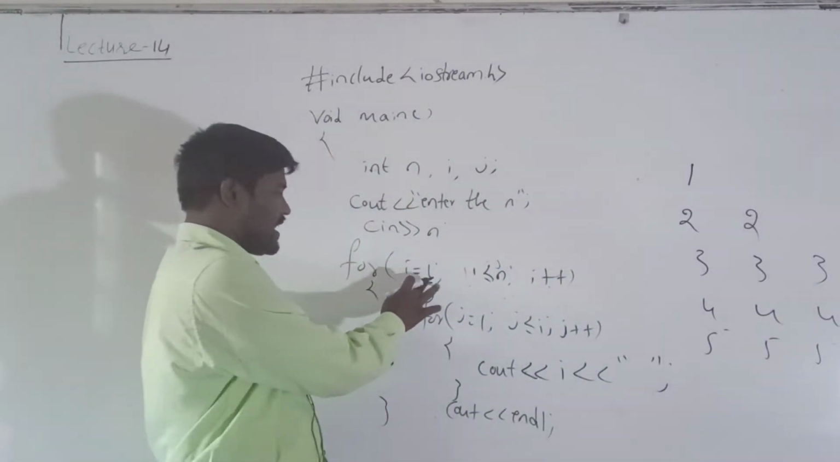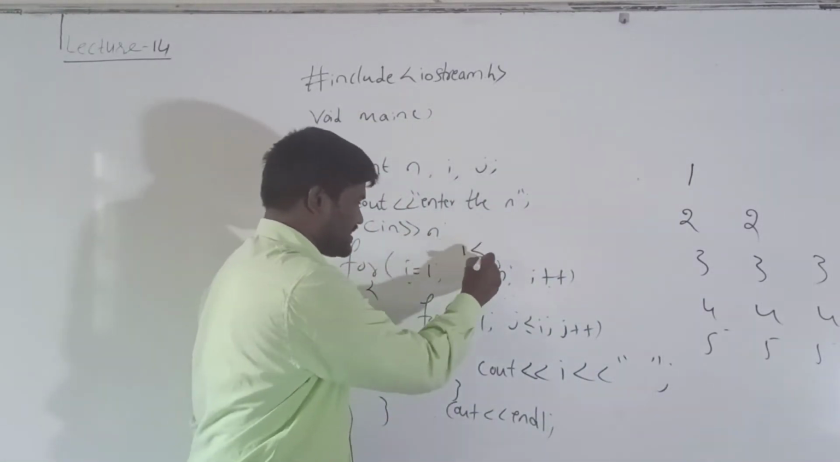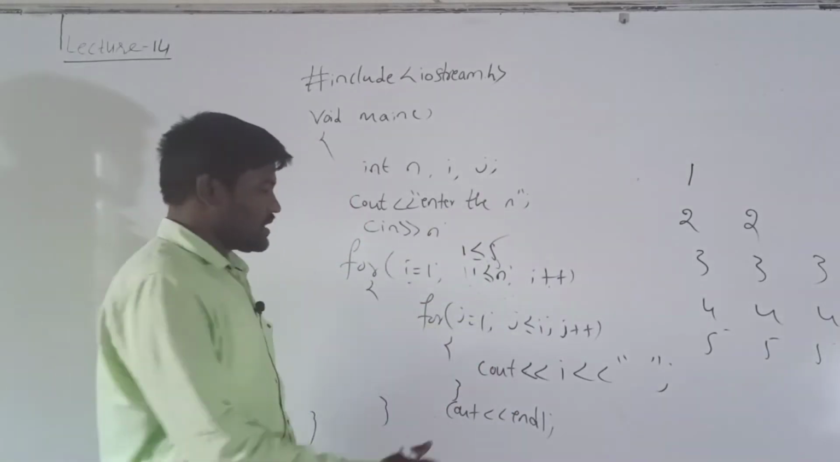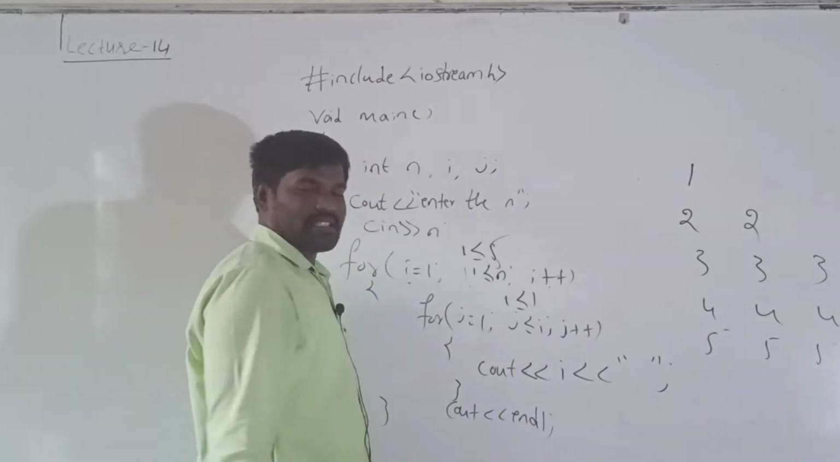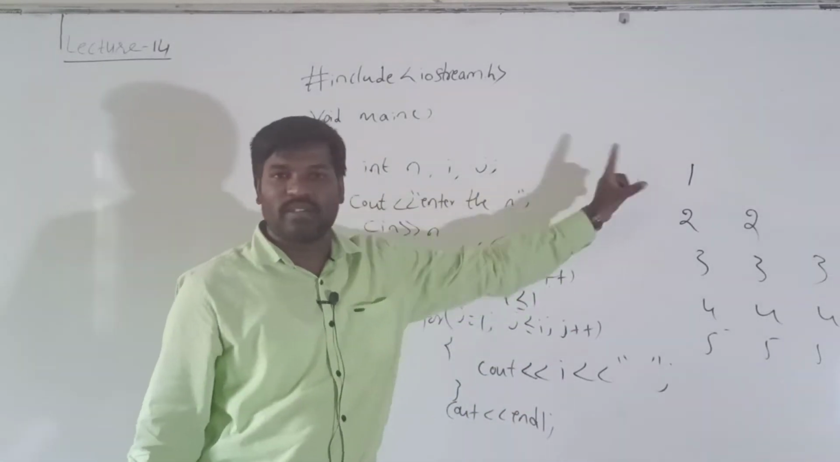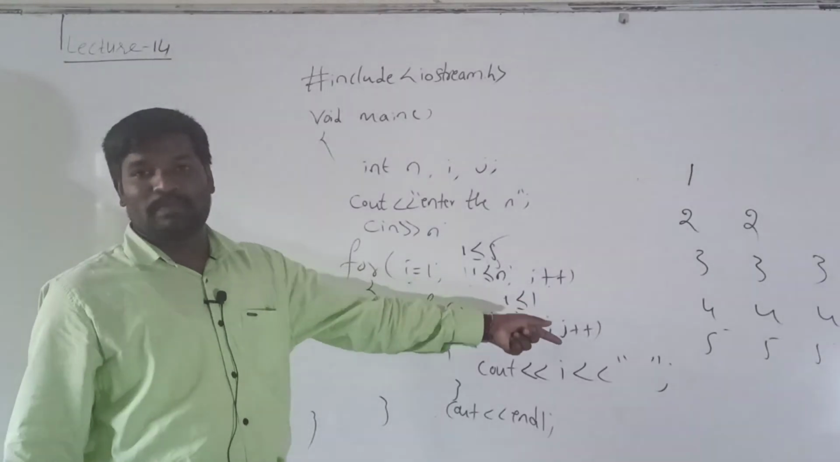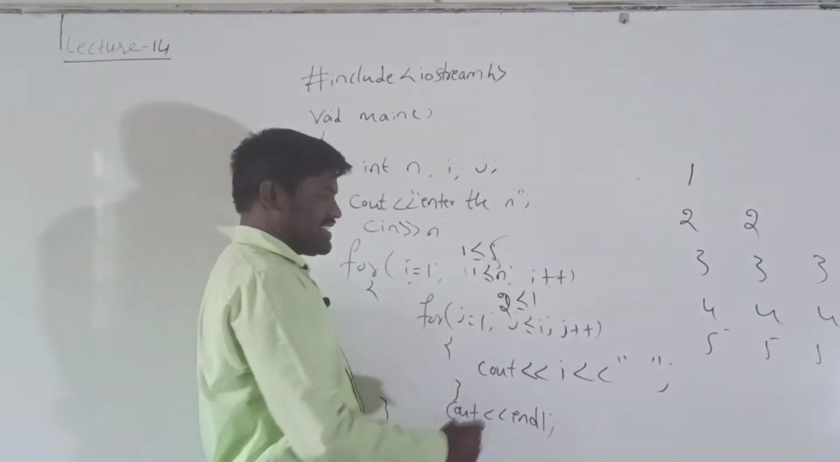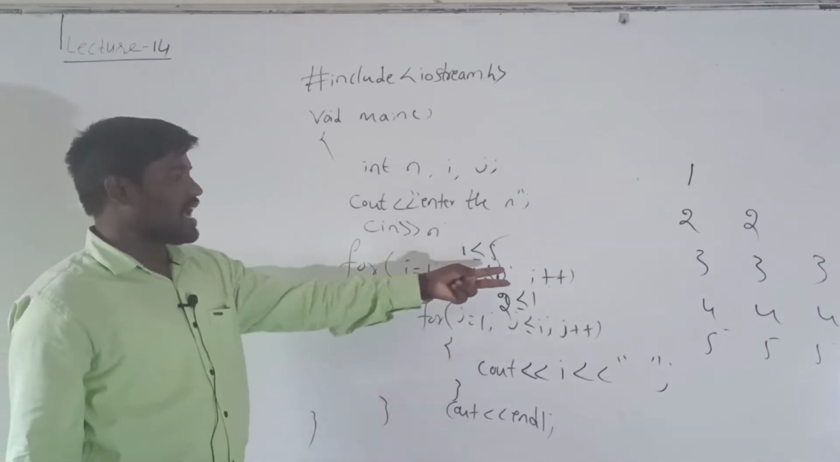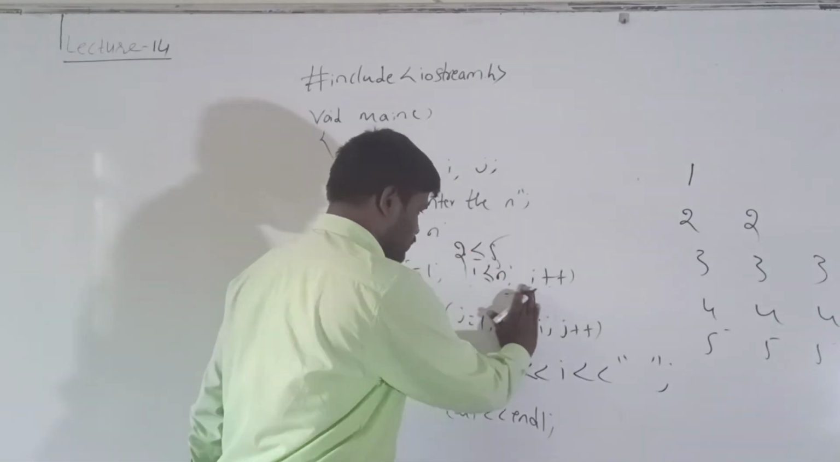Okay, see here, I equal to 1, 1 is less than or equal to 5, the condition is true. j equal to 1, 1 is less than or equal to 1, the condition is true. Cout of I means it will print 1. Next, j plus plus, j becomes 2, 2 is less than or equal to I, false. It will come to the next line, I plus plus, I becomes 2.